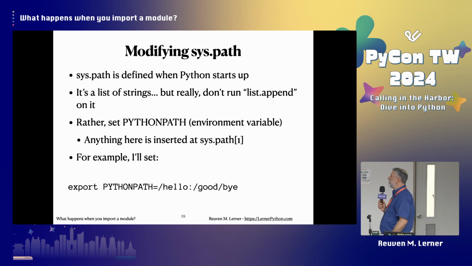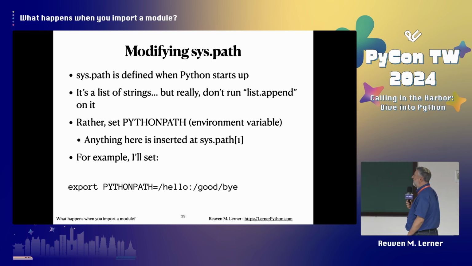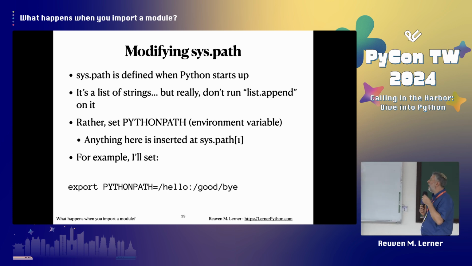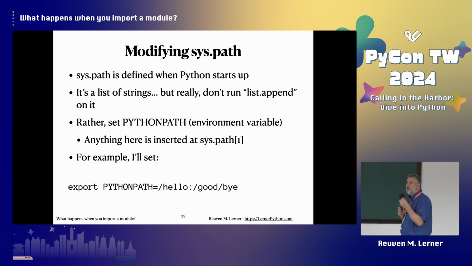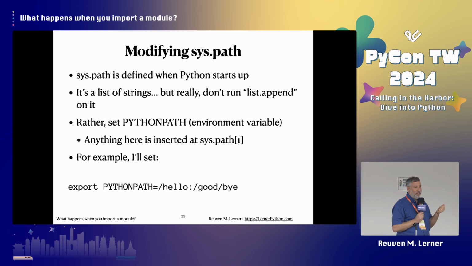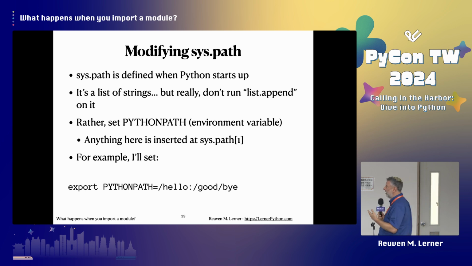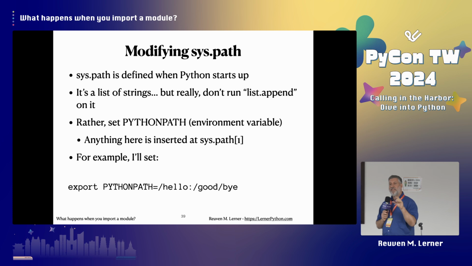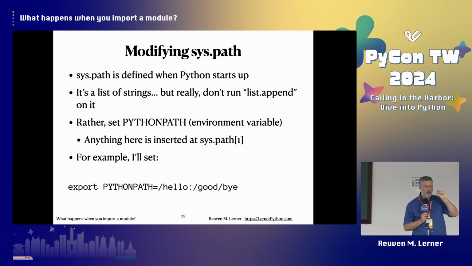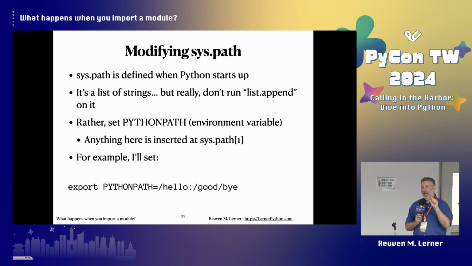What if you want to change it? What if you want to change sys.path? Well, as I said, sys.path is defined when Python starts. Now, you could, in theory, since it's a list, use list.append or list.insert. Don't do that. Instead, you can set the PYTHONPATH environment variable. And anything in that environment variable is stuck there right after the current directory, which always gets priority, and right before everything else. So if I say here, for example, PYTHONPATH equals /hello/goodbye.